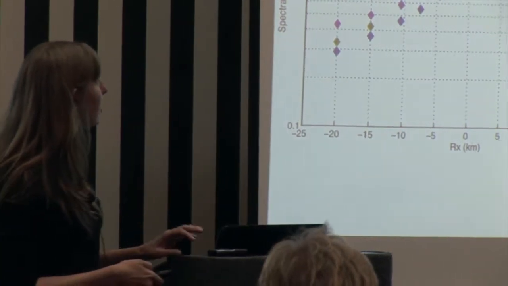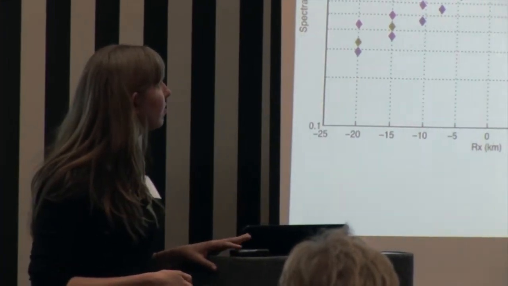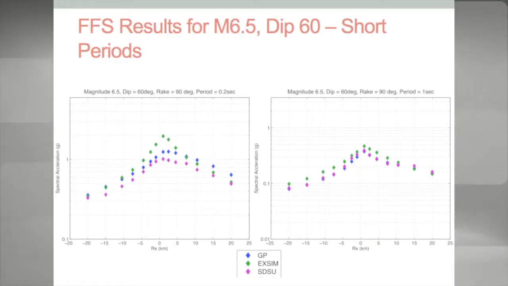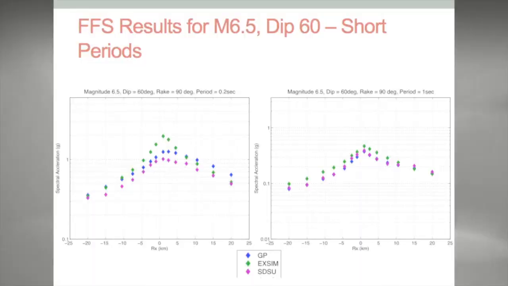Okay, so this was at a magnitude of 6.5 with a dip of 45. This is at 60. So you're starting to see much more of a difference now. This is Graves and Pitarka coming up, coming down. XM is much higher at 0.2 seconds as it's coming up and over the top. And then SDSU is lower than the Graves and Pitarka, especially as you're right on top of the hanging wall, and then as you're coming down. So very similar for the 1 second as well.